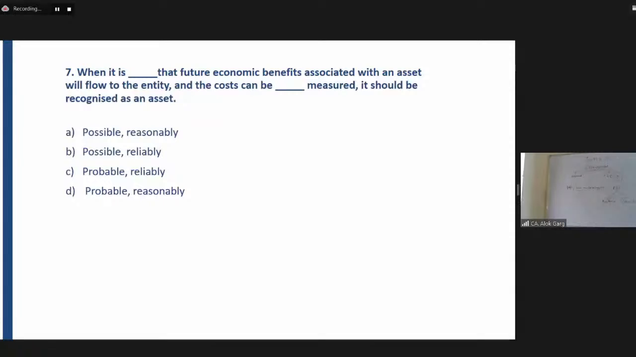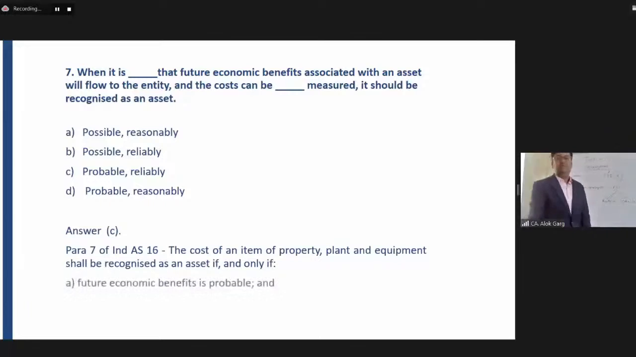Pujita is saying possible reliably. So probable, reliably. Yes, the right answer is when it is probable that future economic benefit will be received and the cost can be measured reliably. So the right answer is probable and reliably. So the right answer is C. Para 7 of Ind AS 16 says that the cost of an item of PPE shall be recognized as an asset if and only if the future economic benefit is probable and cost can be measured reliably.